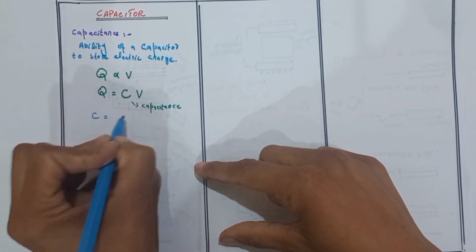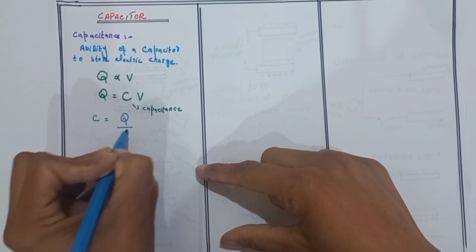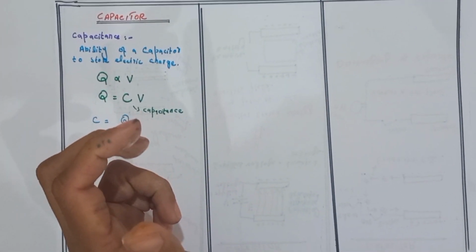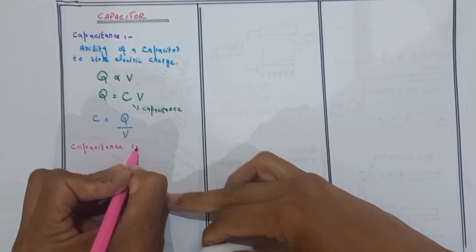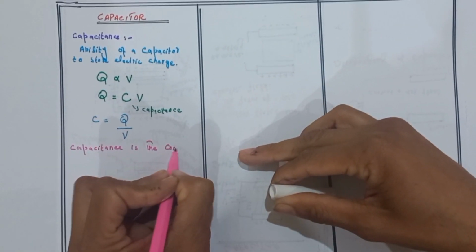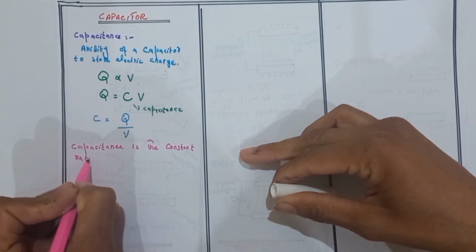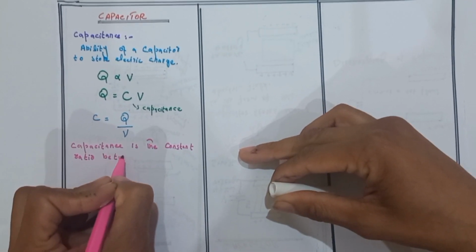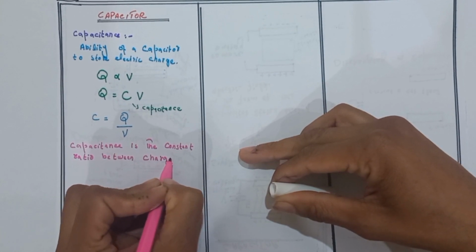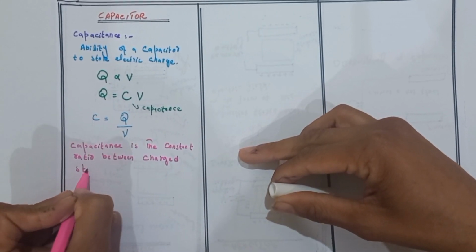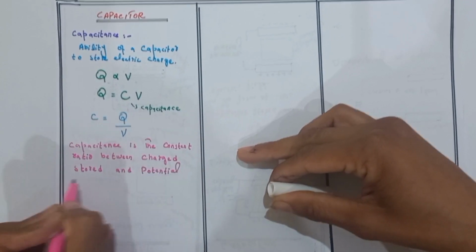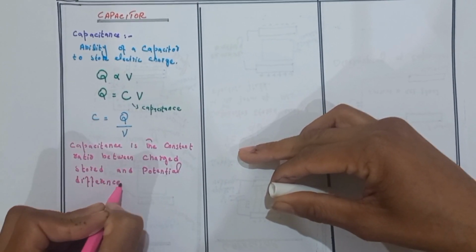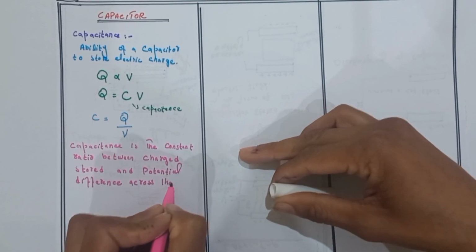If we calculate the formula of the capacitance, then we can write it as the ratio of Q over V. So we can define it: capacitance is the constant ratio between the charge stored and the potential difference across the plates.